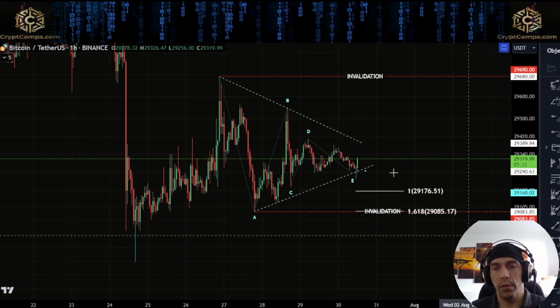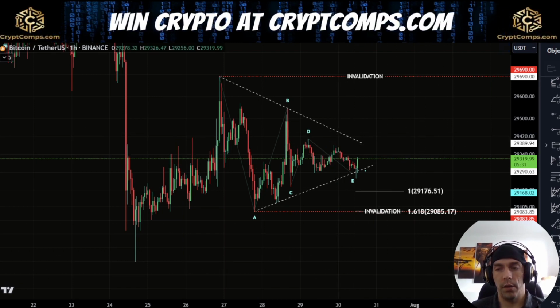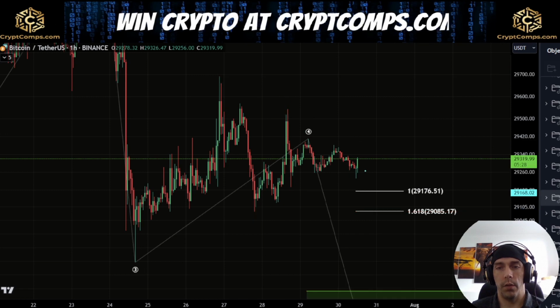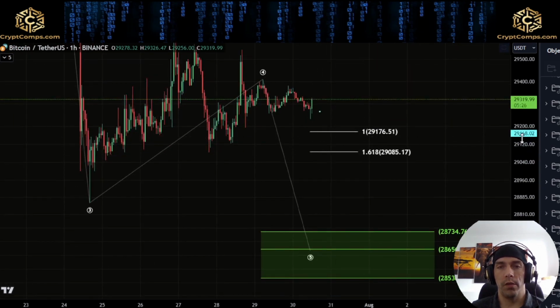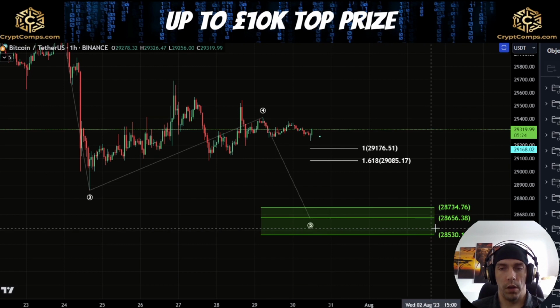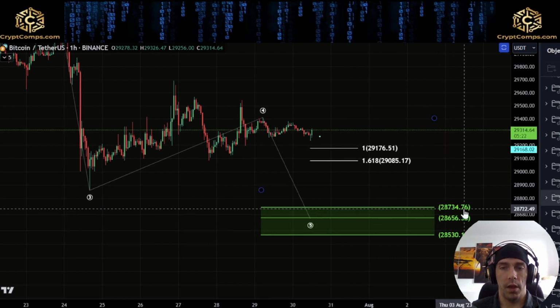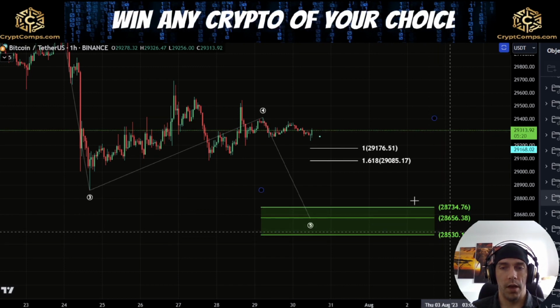If we do get a 5-wave structure down, this could align with that idea of that breakdown with that 5-wave option, where what we could be looking for is something like this, looking to move us down into this target area here of this 28,734 to this 28,530.